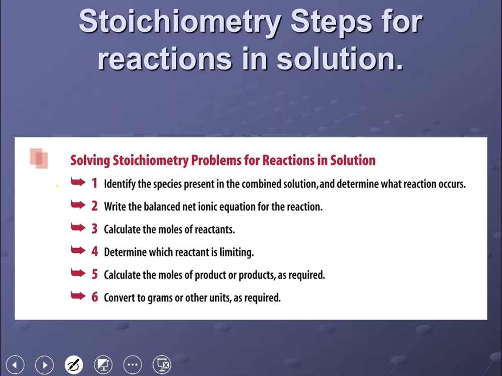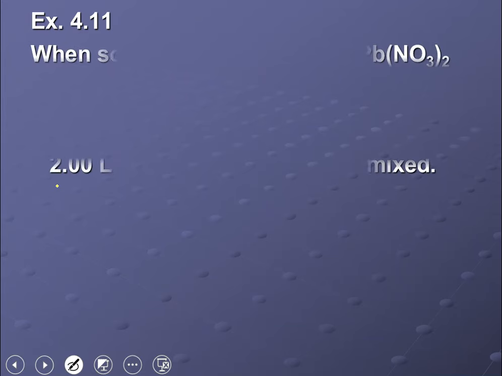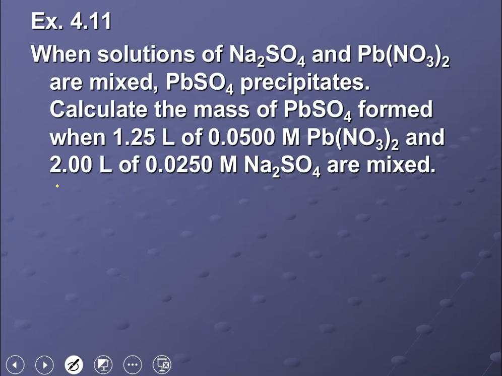And then you may have to determine the limiting reagent. You may not. Remember, you determine the limiting reagent when you're given the amounts of 2 reactants. And then you calculate the moles of products and then convert that to whatever unit that you need for that. Okay. All right, so let's see. Here's an example. We're going to look at that precipitate reaction.